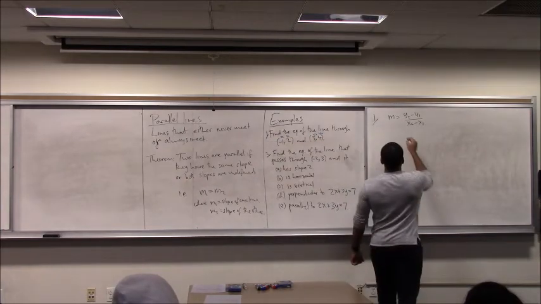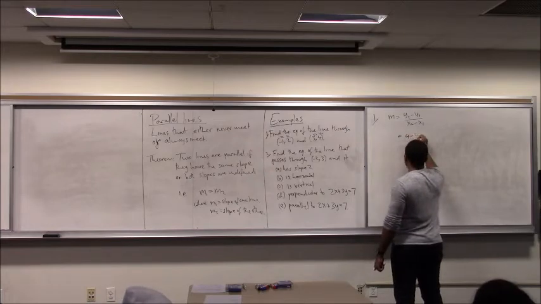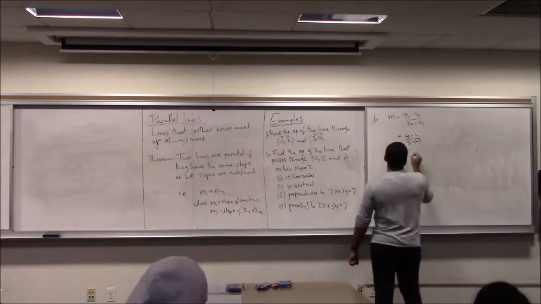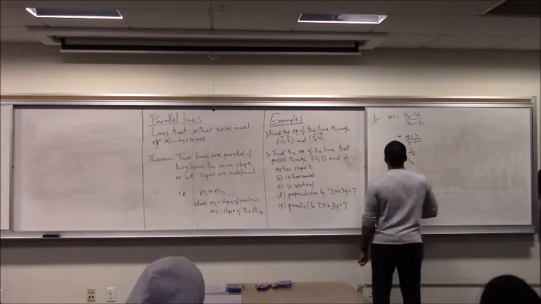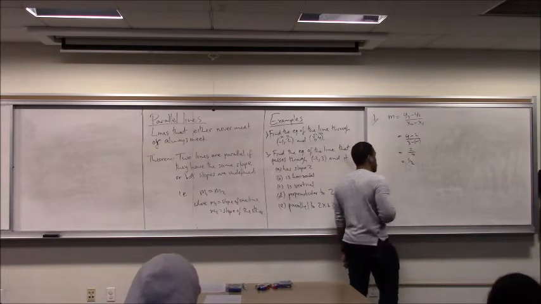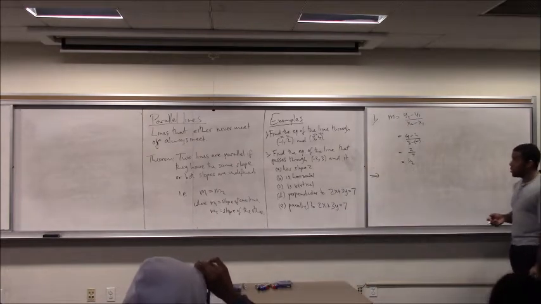And so that would give us here 4 minus 2 over 3 minus negative 1. Be careful of the parentheses here. So that would give you 2 over 4, which is 1/2. Now that you have that, what do you do? I would use the point slope form because now I know a point and the slope.